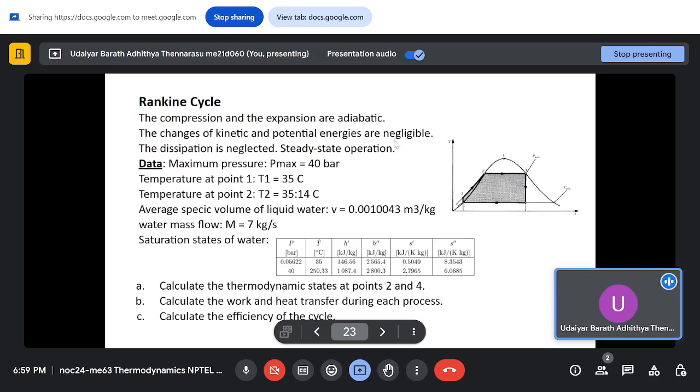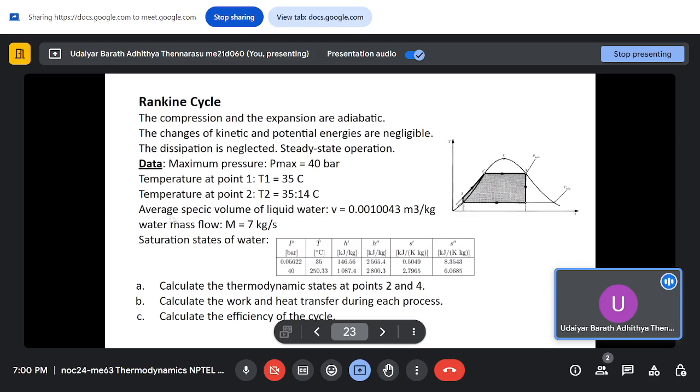If we go to the problem, compression and expansion are adiabatic, so reversible adiabatic, so it's an isentropic process. The changes of kinetic and potential energies are negligible. You can assume no dissipation and steady state operation. The maximum pressure is 40 bar, so that is your high side pressure, and your temperature at point 1 is 35 degrees Celsius. Temperature at point 2 is 35.14 degrees Celsius. So you see there is not much temperature difference.